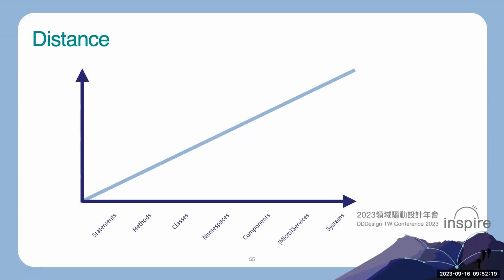Because the connections between a system's components can span different distances. These distances are closely related to what we usually call levels of abstraction. We can have coupling between statements, methods, classes, namespaces, modules, microservices, whole systems, etc. As we go farther to the right side here, the distance between the components becomes greater.